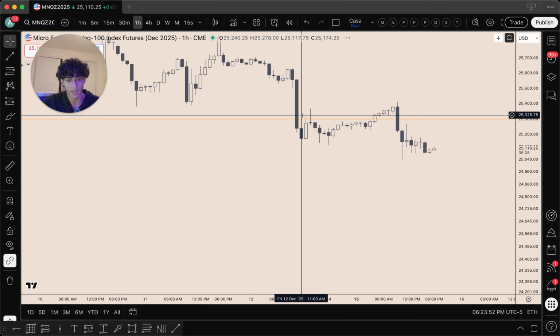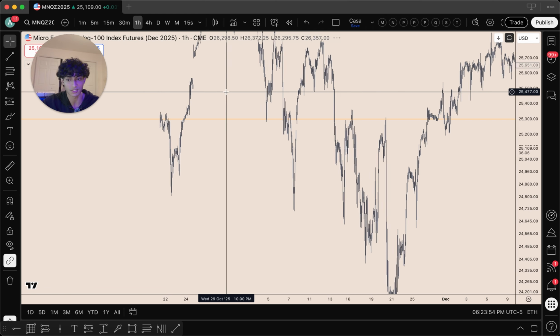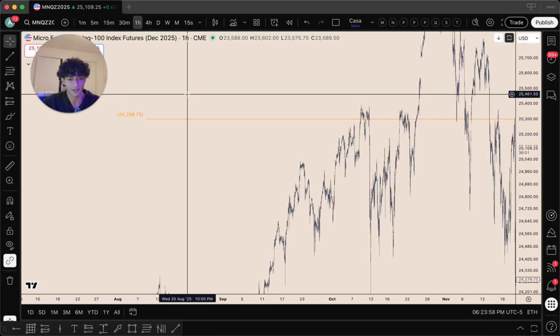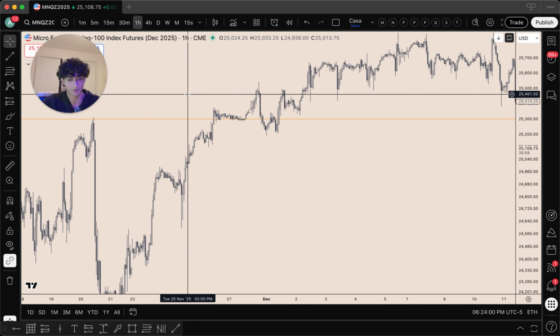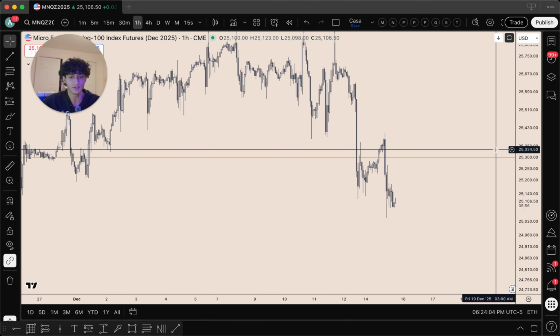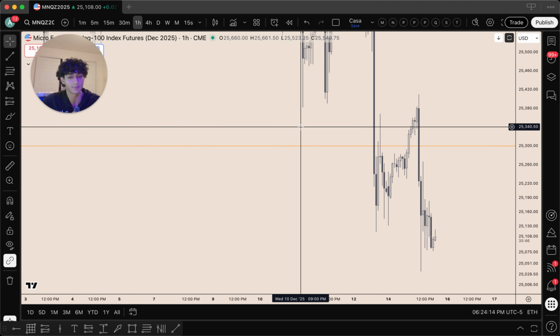So having this weekly level, which I completely forgot to give you guys, 25,299.75, everyone should have that level anchored on your chart. It's literally going to help guide you. So have that level on your chart and thank me later, seriously.